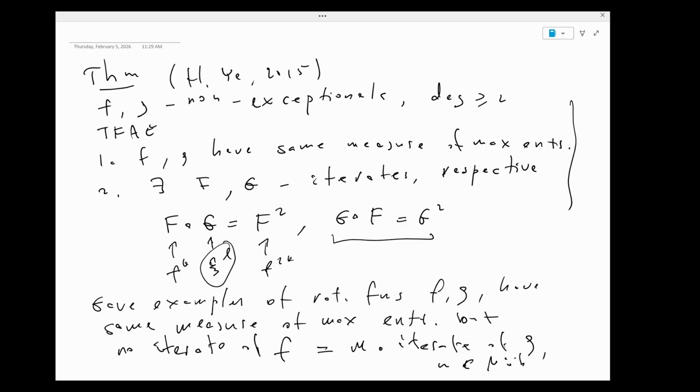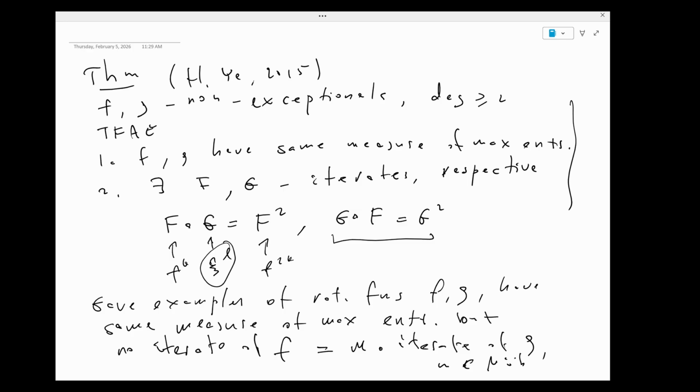And by the way, for polynomials, this is again a result from the 90s, I think, that two polynomials share the same Julia set if and only if they share the measure of maximal entropy if and only if an iterate of one of them is equal to another iterate of the other one post-composed with a Möbius transformation. So for polynomials, this is true. For rational maps, this is not true.